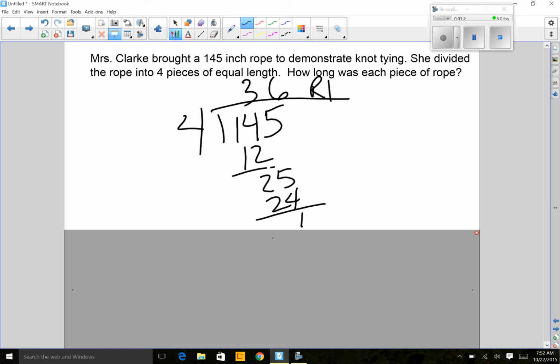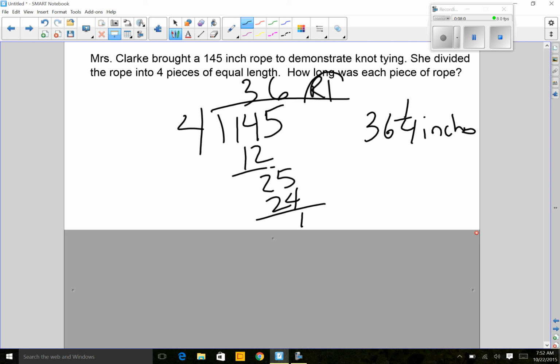So now, what am I going to do with that? That 1 is now part of the answer, because that 1 is a little bit. So now our pieces aren't 36 inches. They're 36 and remainder of 1. What you can do with remainders is make them into fractions. And the way you make them into fractions is you take the remainder and put it over the divisor. So we would say this is 36 and 1/4 inches.